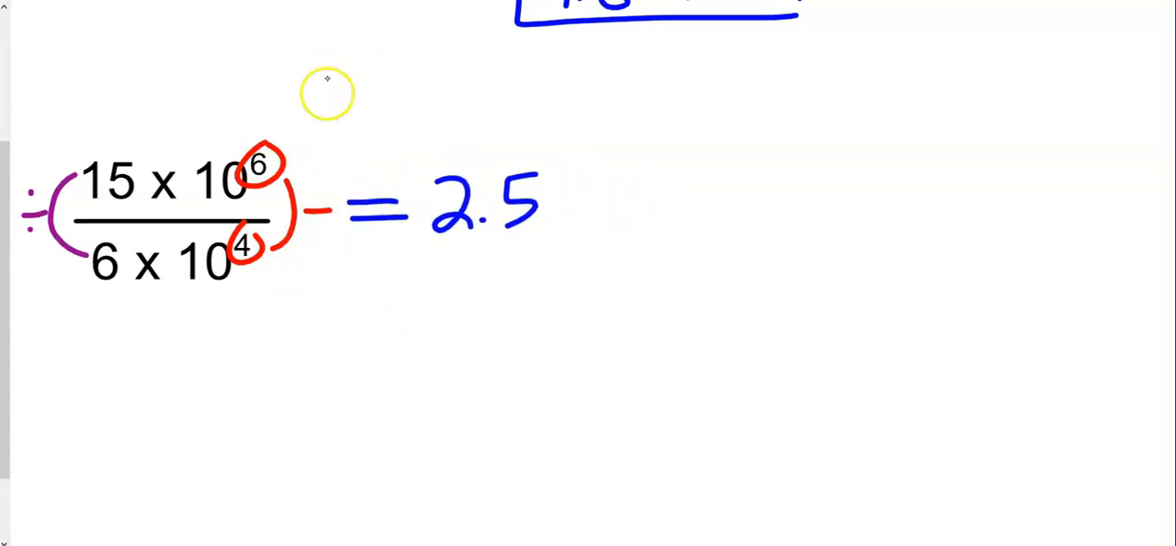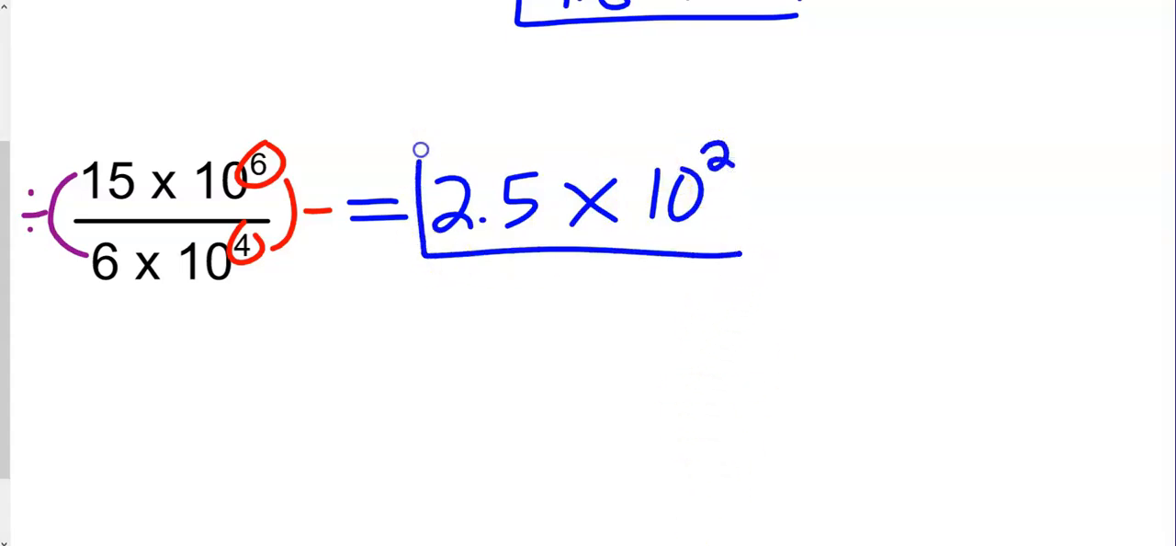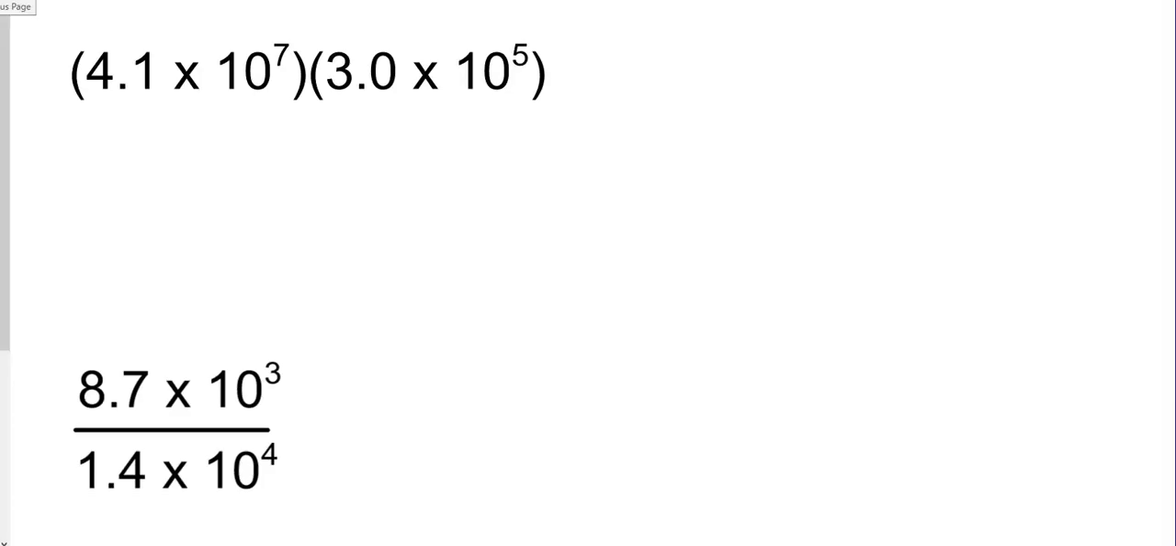We get 2.5. That's 15 divided by 6. Times 10, we take 6 minus 4, and that gives us 2. And there it is. There's the division. Your numbers get divided, and your exponents get subtracted. So, now it's your turn. I have two problems. One's multiplying, one's dividing. Go ahead and give it a shot.